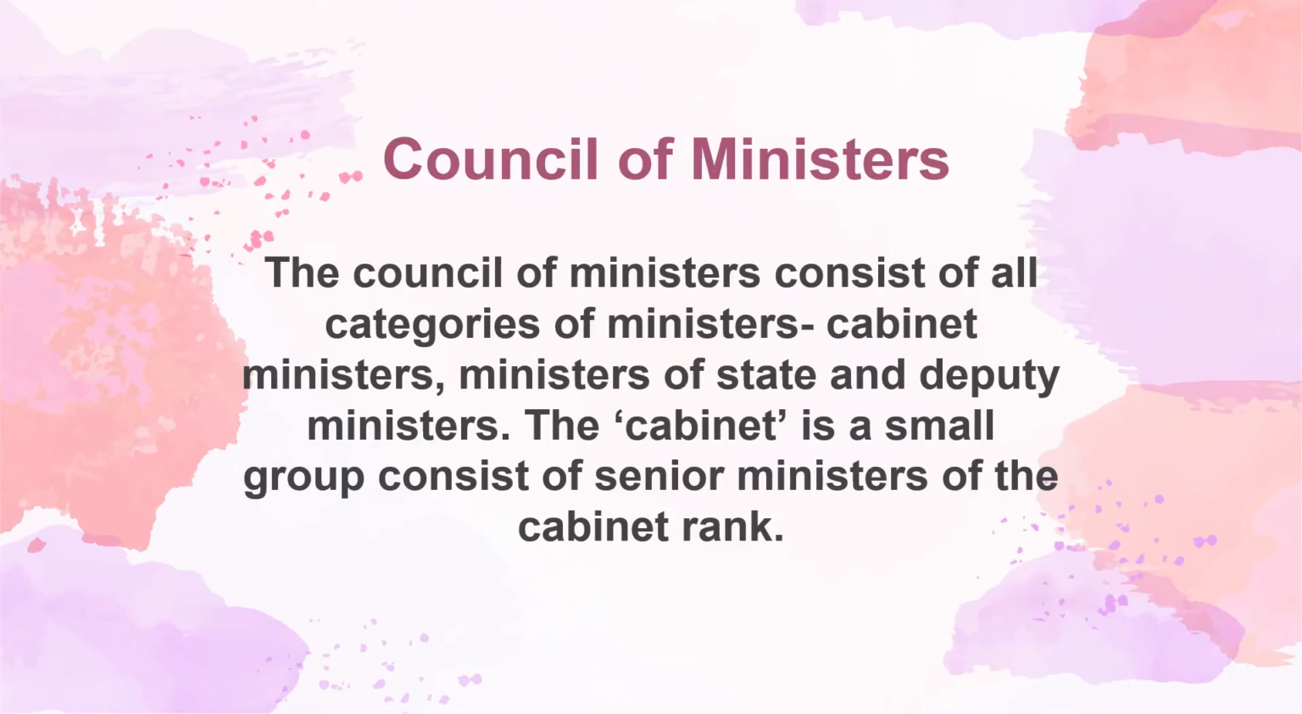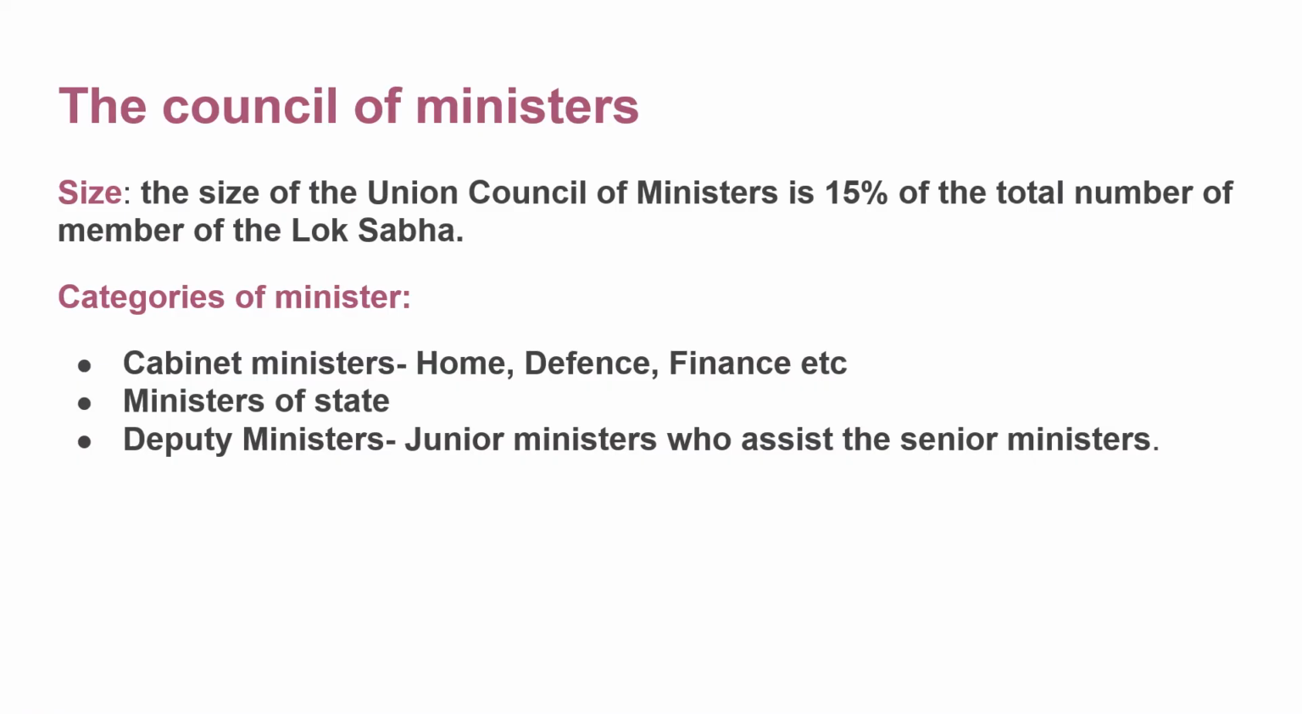The Council of Ministers. The Council of Ministers consists of all categories of ministers, cabinet ministers, ministers of state and deputy ministers. The cabinet is a small group of senior ministers of the cabinet rank. The size of the Council of Ministers is 15% of the total number of members of the Lok Sabha. There are cabinet ministers like Home Minister.